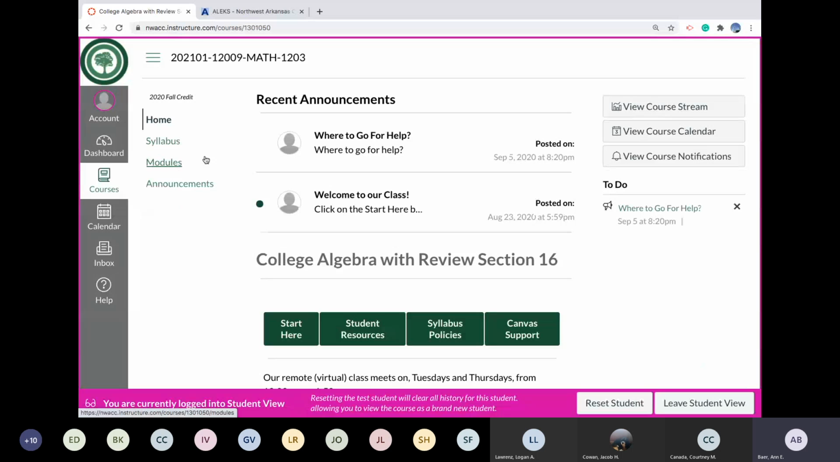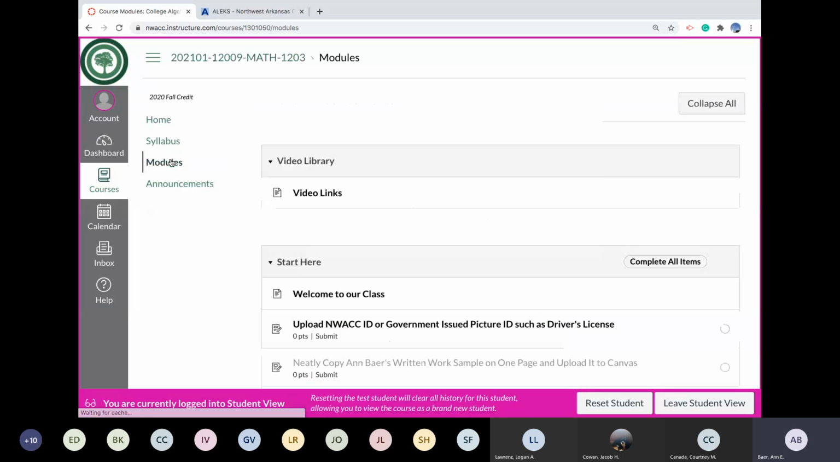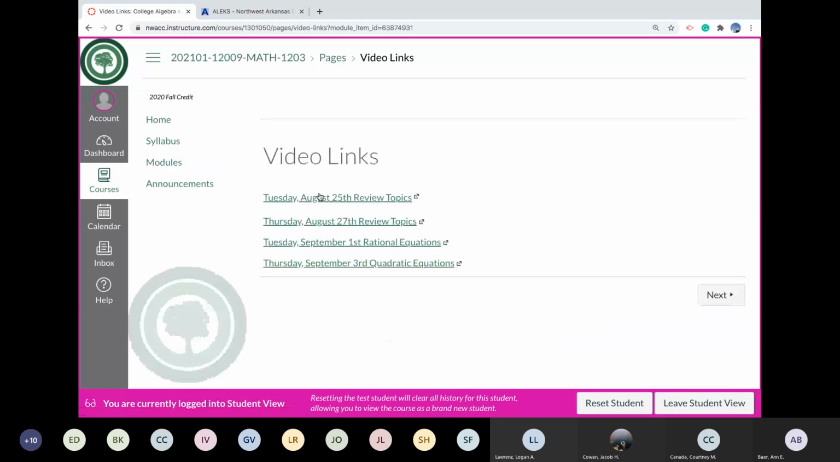Click on modules. When you enter Canvas, you're going to be right on this page. Go click on modules. Video links. There they are. There are all our videos. There are links to all of those. Look, links to all of our videos.